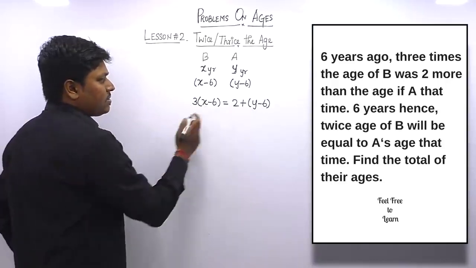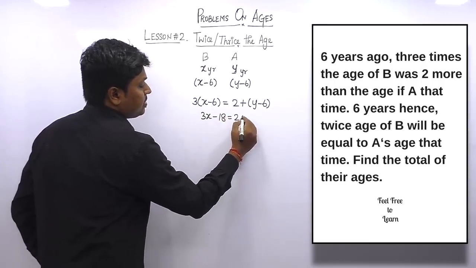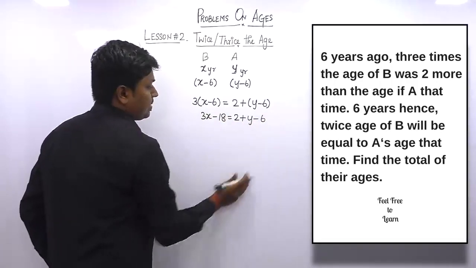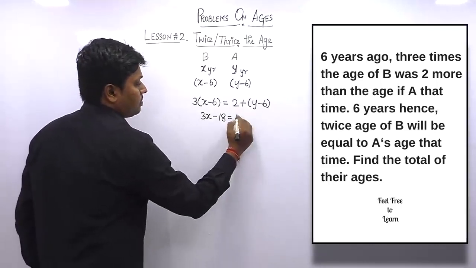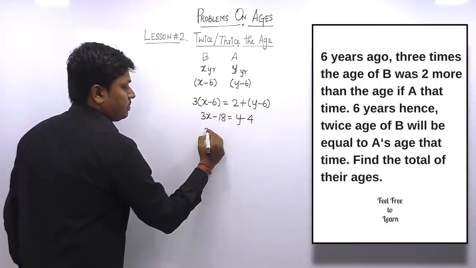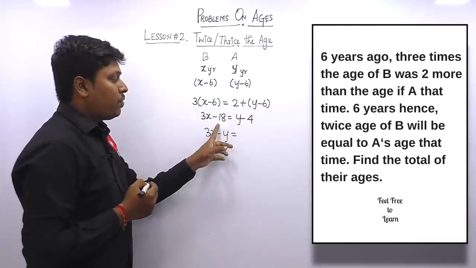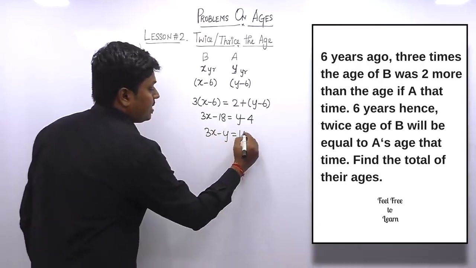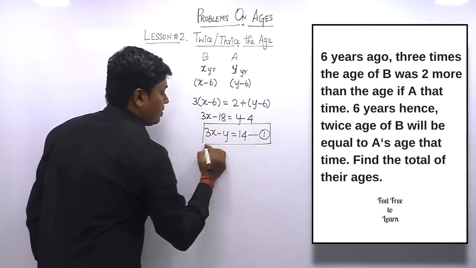So let me solve this. This can be taken as 3x minus 18 is equal to 2 plus y minus 6. So this will be y minus 4, right? So this can be written as 3x minus y is equal to minus 4 plus 18, which will be 14. So the first equation, let me take this as 3x minus y is equal to 14.